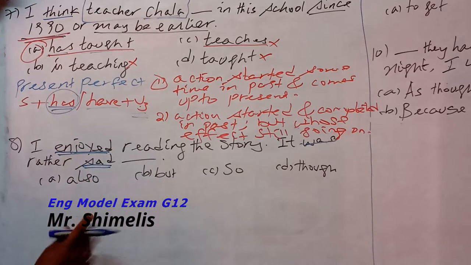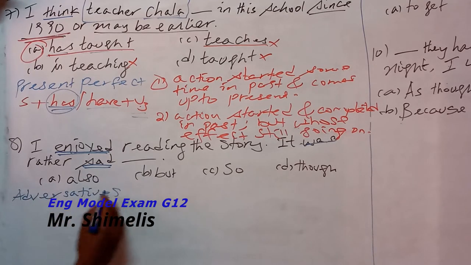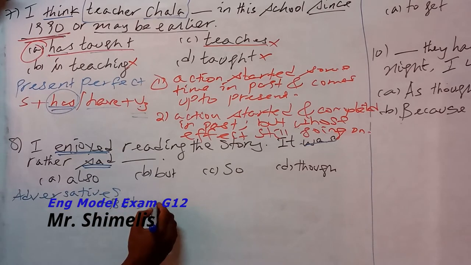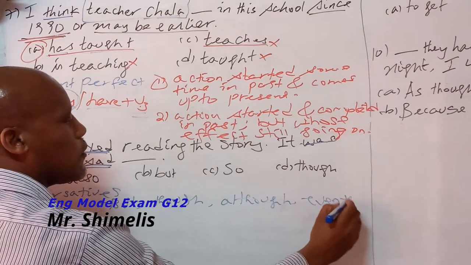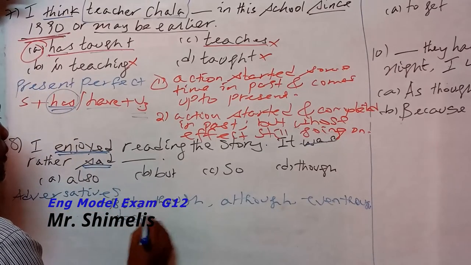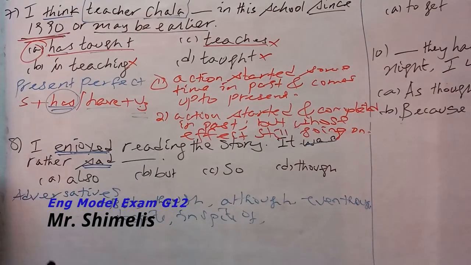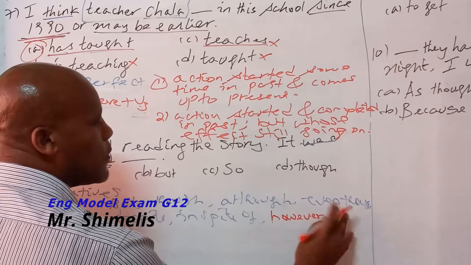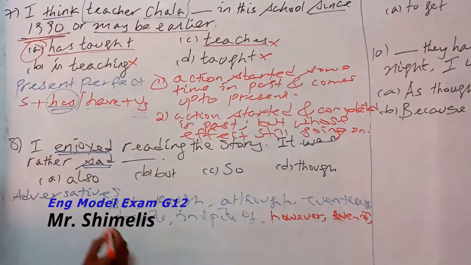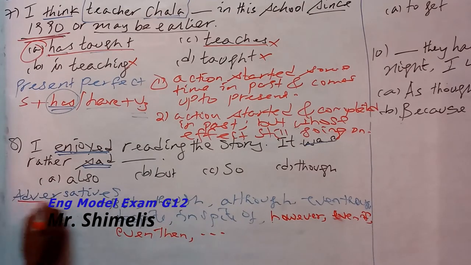If so, we use contrasting conjunctions, like also, though, but, which we have seen previously in the category of what we call adversative conjunctions, okay? Adversatives like but, though, also, even though, despite, in spite of, however, even then, etc., can be used for contrast.